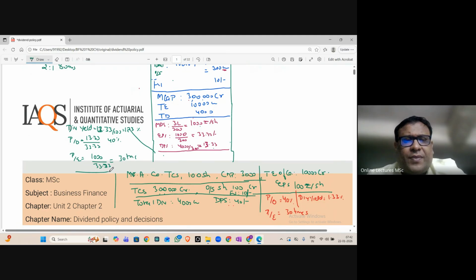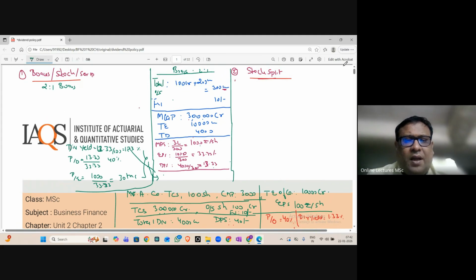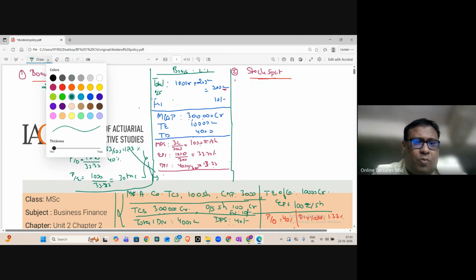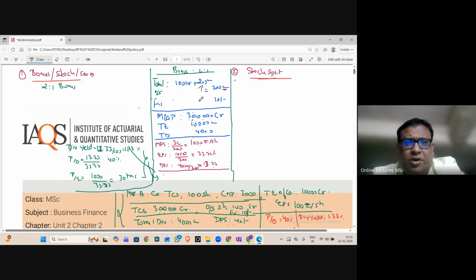Continue it over here. Okay, this part. Now, if you see and compare, guys, screen is a little smaller, so you can compare all this with the data you had written in the past. You see, bonus increased the outstanding shares. It did not impact the face value. It did not impact the MCAP. It did not impact the total earning. It did not impact the total dividend.